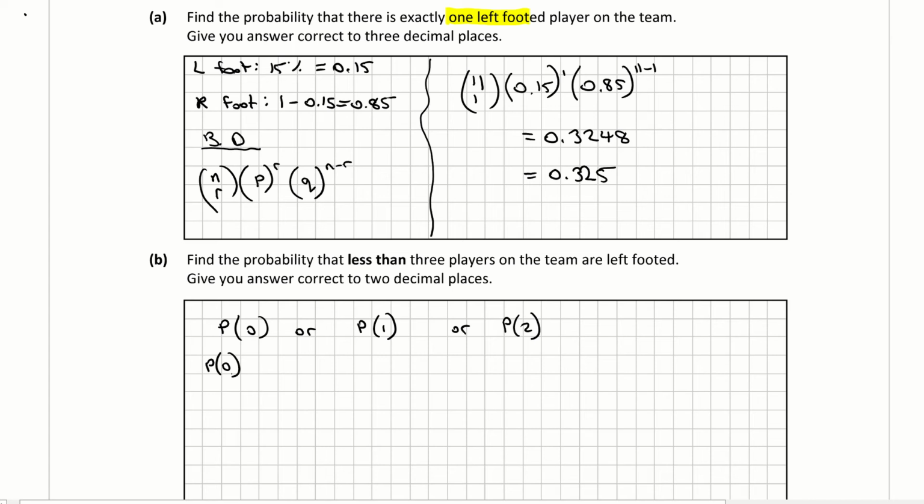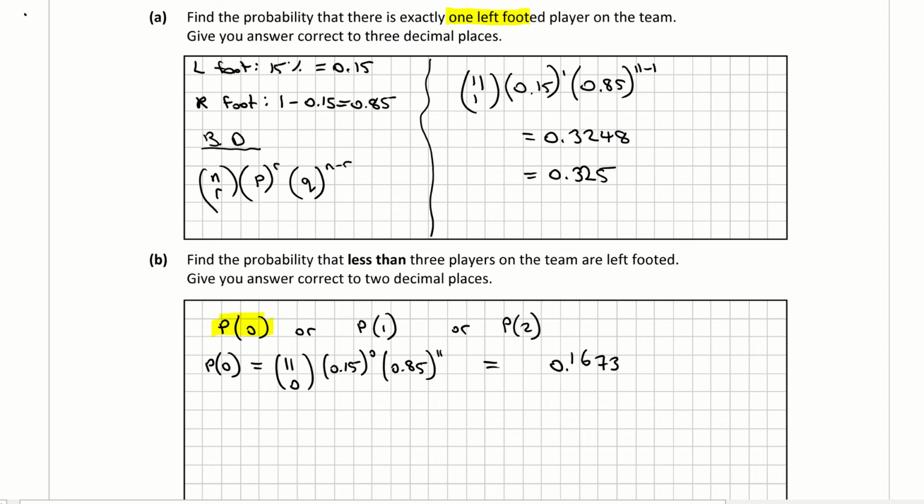So the probability of no one being left-footed. Again, I'm using my binomial distribution, same as above. 11 players on the team, none of them being left-footed, so 11 choose 0. And 0.15 is the probability of being left-footed, which is success, to the power of 0. I'm multiplying that by 0.85 to the power of 11 minus 0, which is 11. Now, I could have just done 0.85 to the power of 11, but I'm going to be consistent here using my binomial, so that's why I'm doing it out. And I get 0.1673 on my calculator.